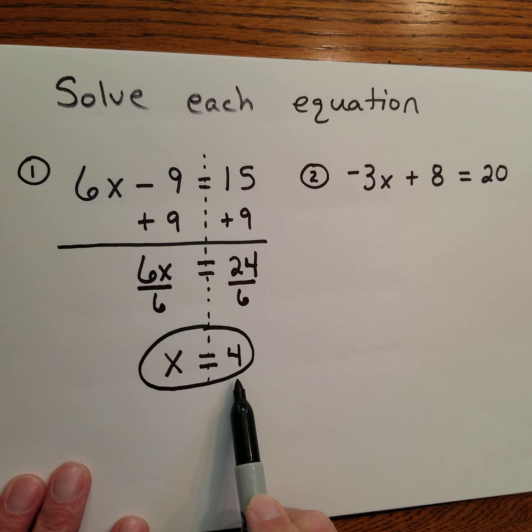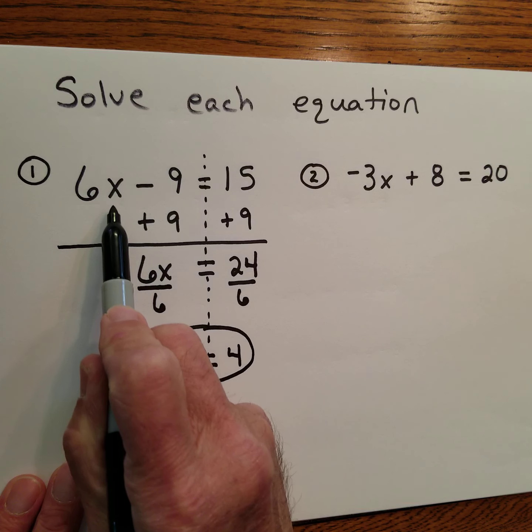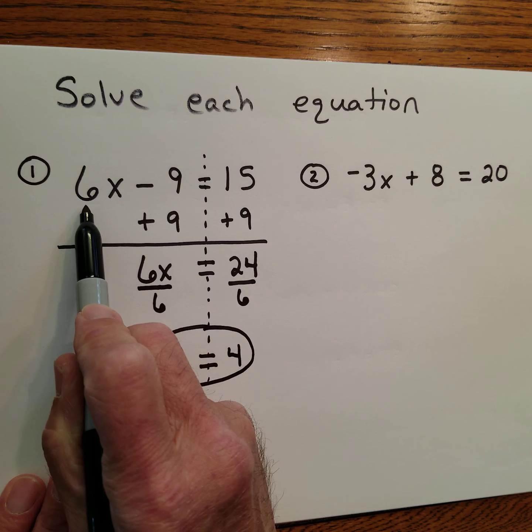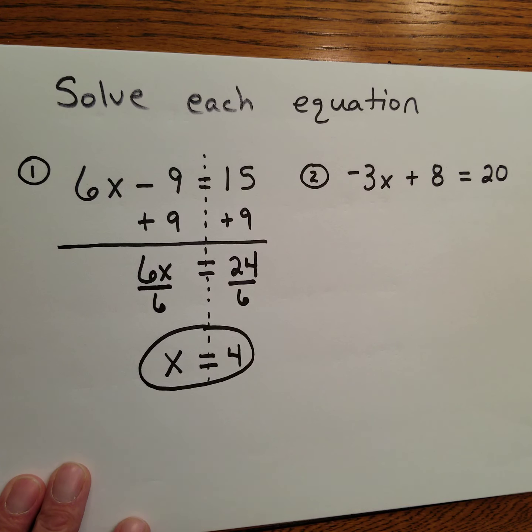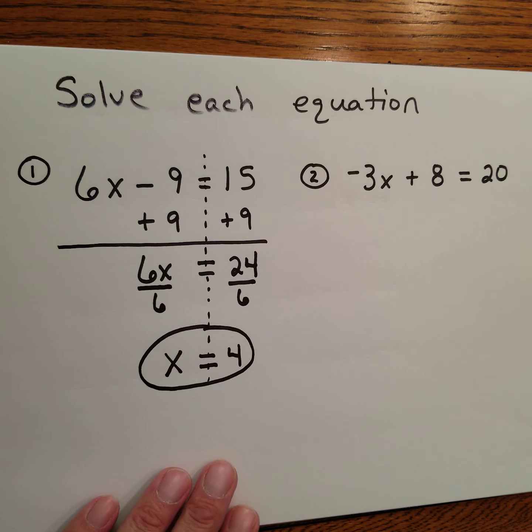Let's check that answer. If I take 4 and plug it back in here, 4 times 6 is 24, and 24 minus 9 is 15. Works perfectly when we plug it back in.